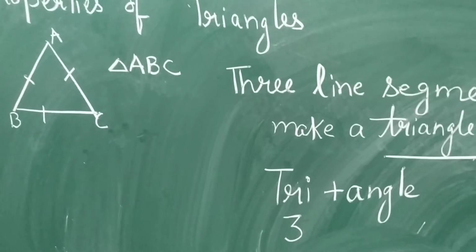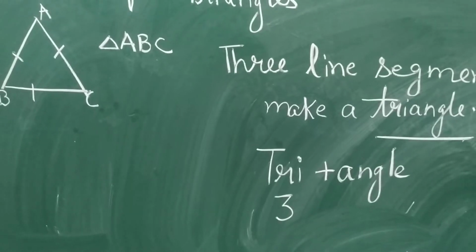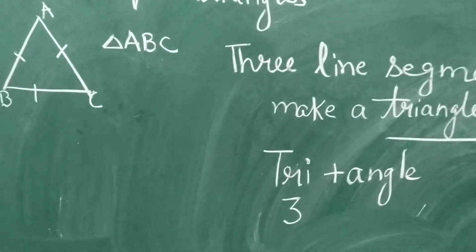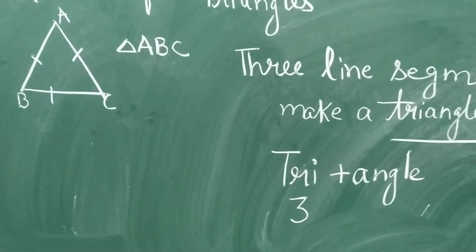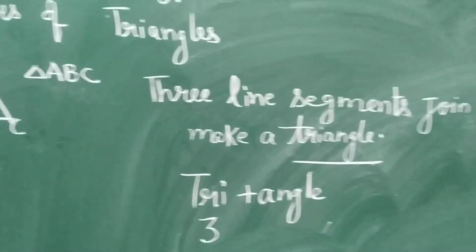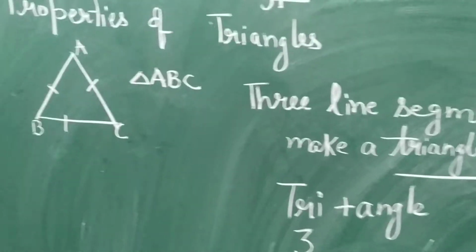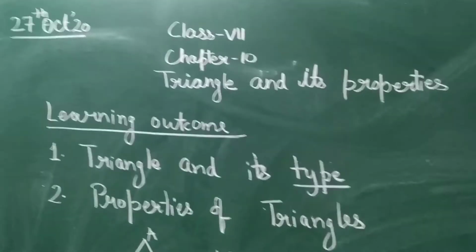Have you seen the tricycle? एक साइकिल जिसके 3 टायर्स हों तो उसे हम ट्राई साइकिल बोलते हैं. इसी तरह से triangle is the angle, there are 3 angles. So basically when 3 line segments join together they make a triangle. You have to write them in your notebook.